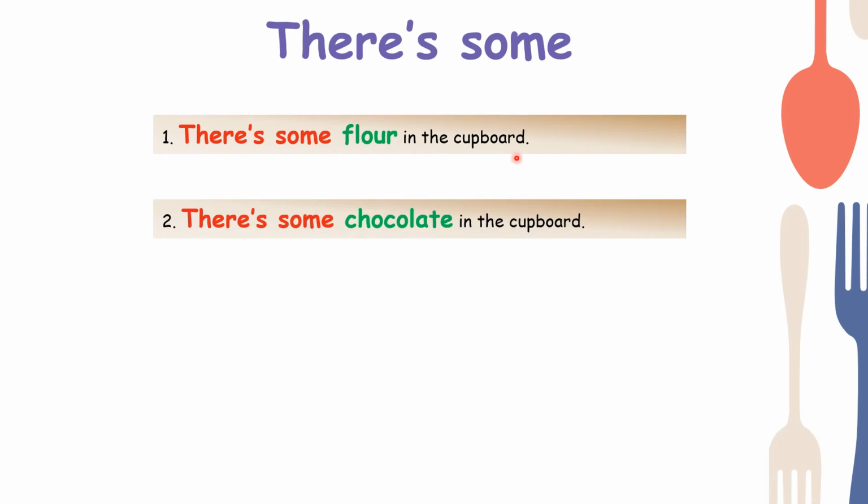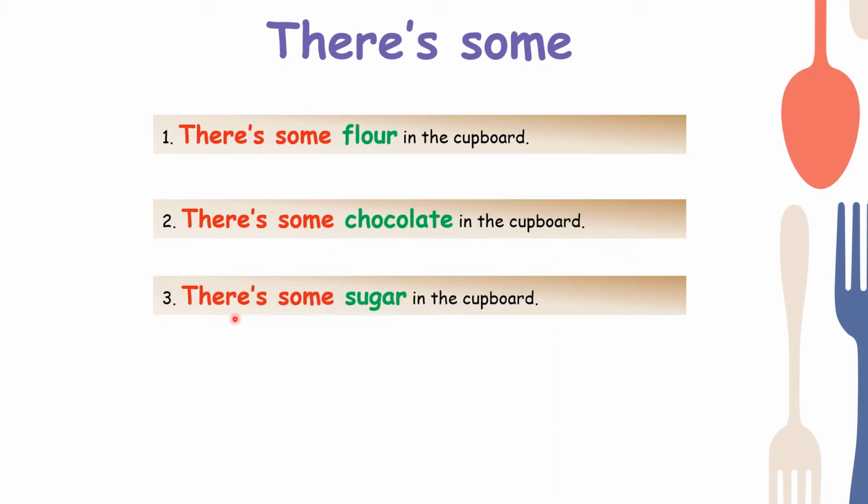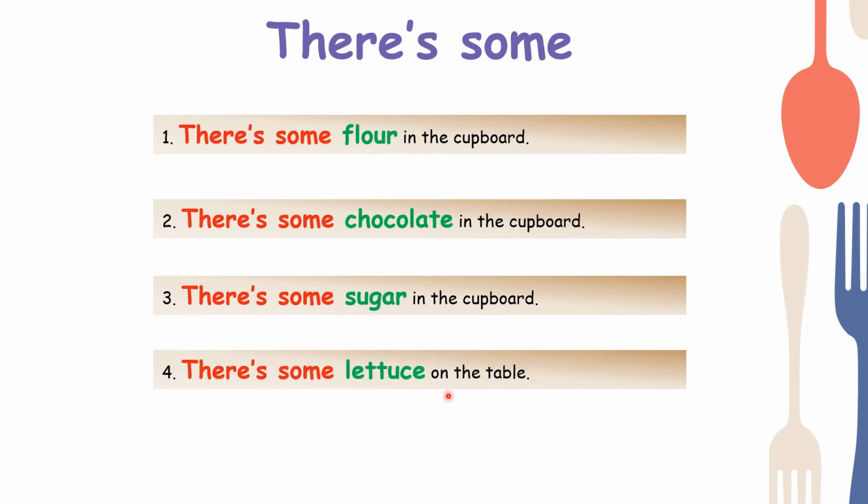Next example. Read after me. There's some chocolate in the cupboard. Example number 3. There's some sugar in the cupboard. Next, there's some lettuce on the table.